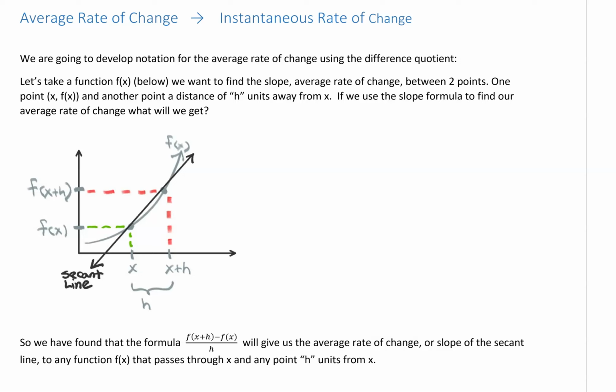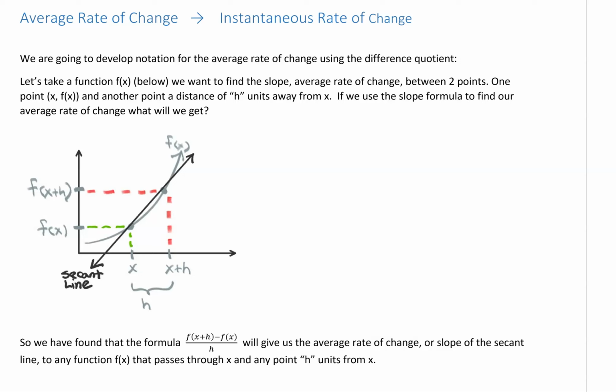Hi, today we're going to talk about average rate of change and instant rate of change and how they're different and how they're similar. So first we're going to develop a notation for average rate of change using the difference quotient. The difference quotient we worked on earlier, so hopefully you'll remember that, but if not, we'll get it back real quick. So what we're going to do is take this picture here.